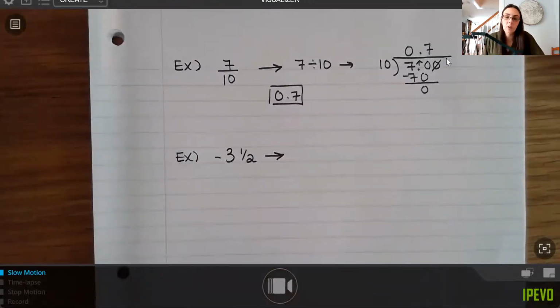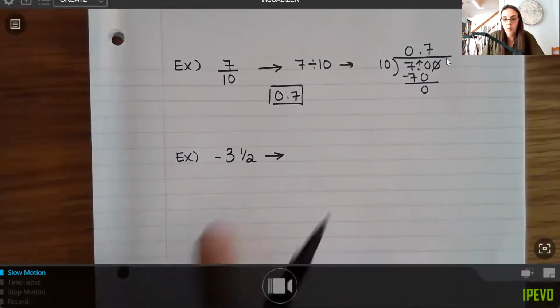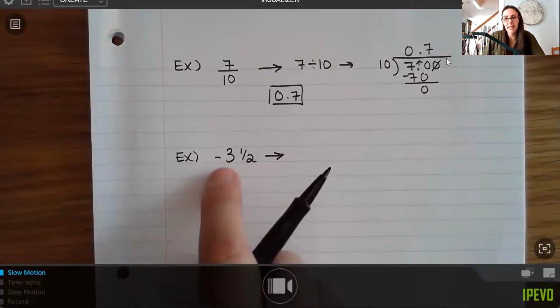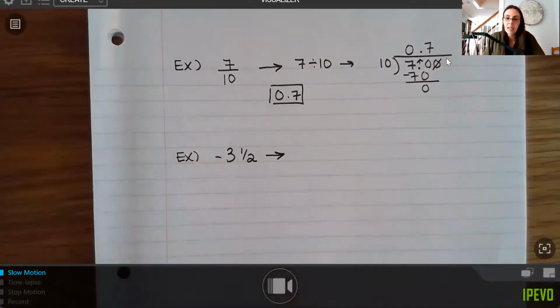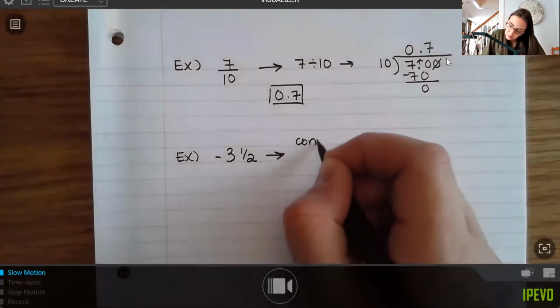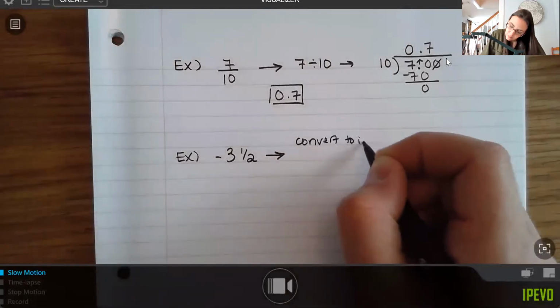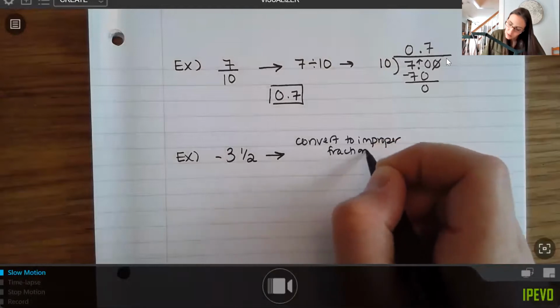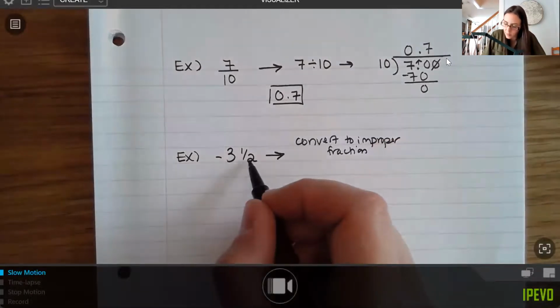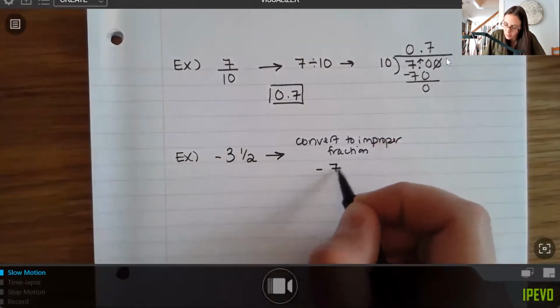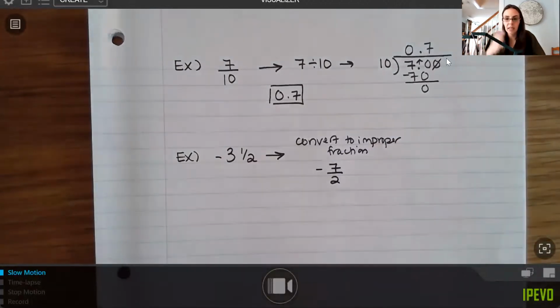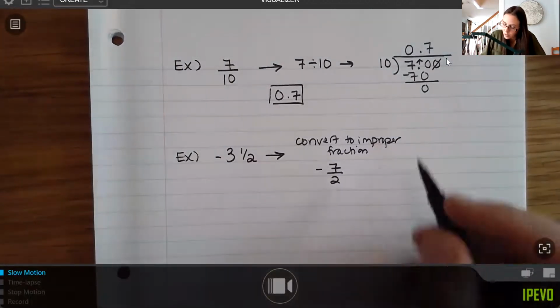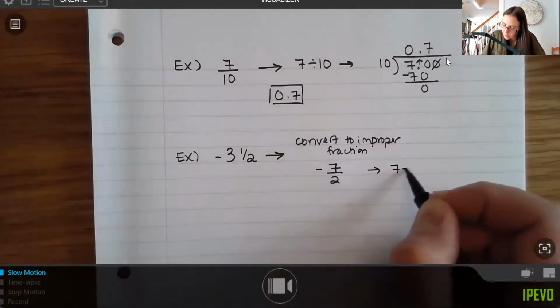Now, for mixed numbers, you can do a couple of different things. You can just work with the 1/2 if you want to, and then just remember to stick that -3 on at the end. That works. Or sometimes it's actually a little bit easier to convert to an improper fraction first. That's usually how I like to do it. So 3 times 2 is 6 plus 1 is 7. So we're looking at -7/2. And don't worry about the negative. The negative we're just going to tack on at the end. So we're going to do 7 divided by 2.